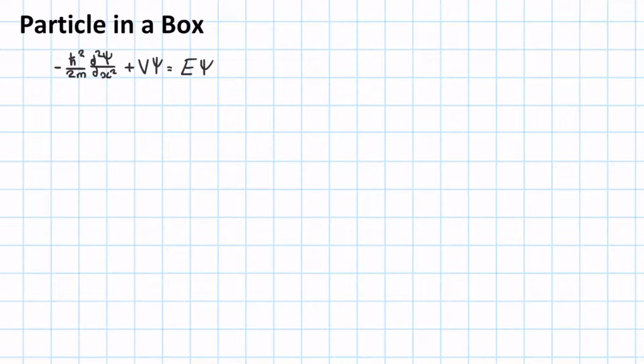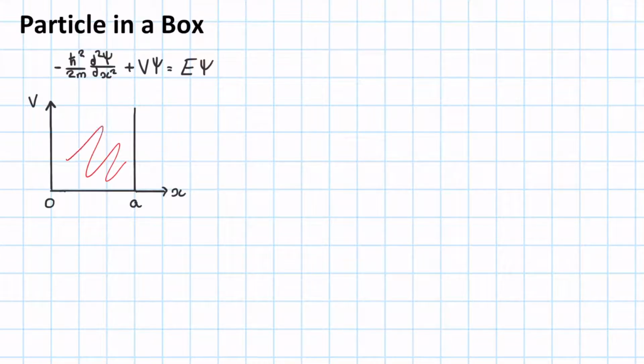Now, to sketch out what the particle in the box looks like, what this diagram shows is the energy landscape of our problem. Inside our box, so this bit here, the potential is 0, but outside the box, so this bit here and here, the potential is infinite.